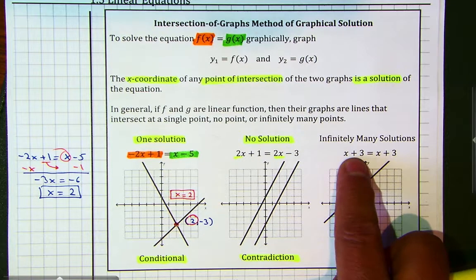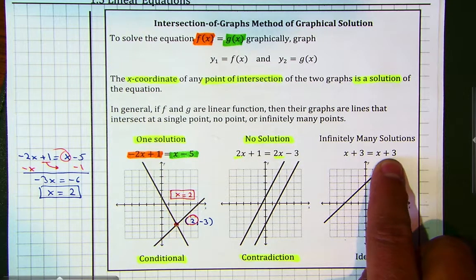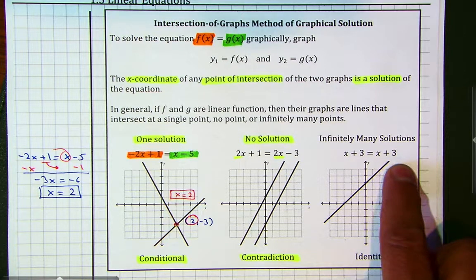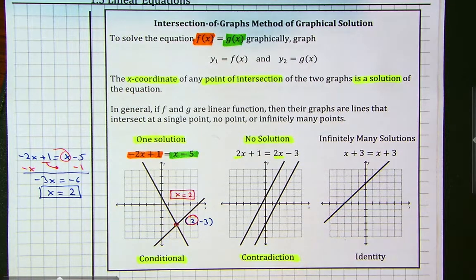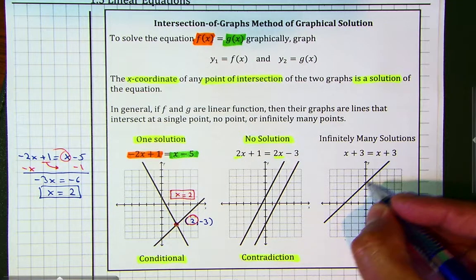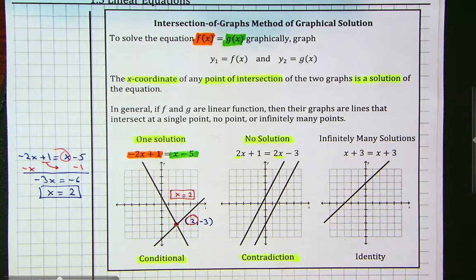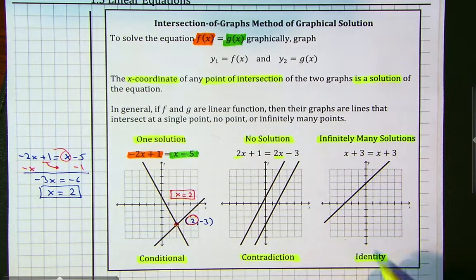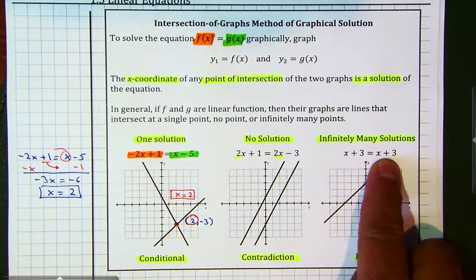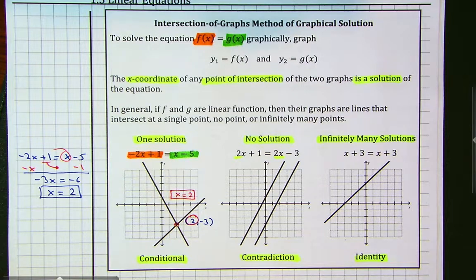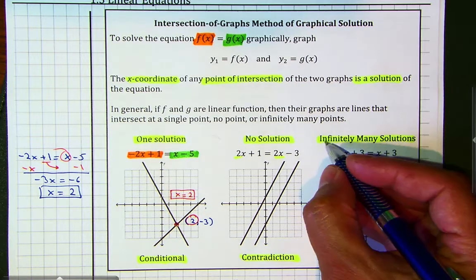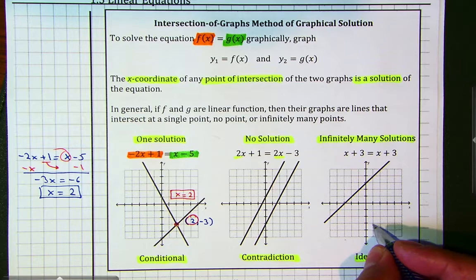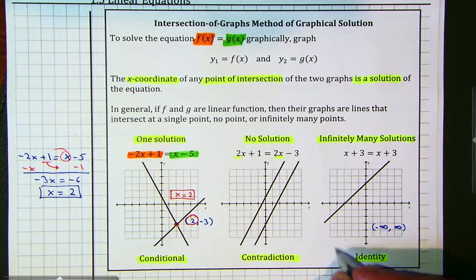And if it happens to be the same equation on both sides, then that means that they're the same line. That means that we have an infinite number of solutions. The solutions are throughout the entire graph. Then that'll be an identity because one equals another. Most of the time, we're going to write down infinitely many solutions, or the solutions are from negative infinity all the way to positive infinity, or we also say all real numbers.